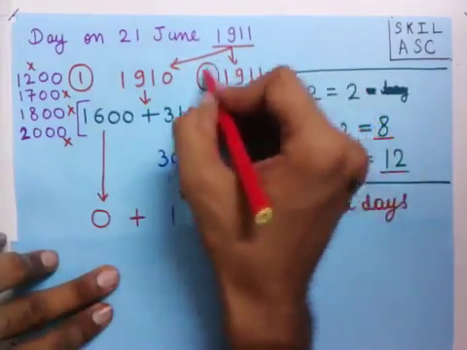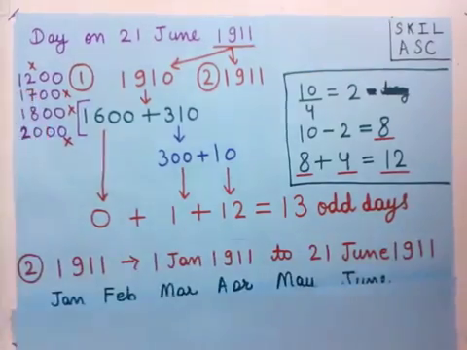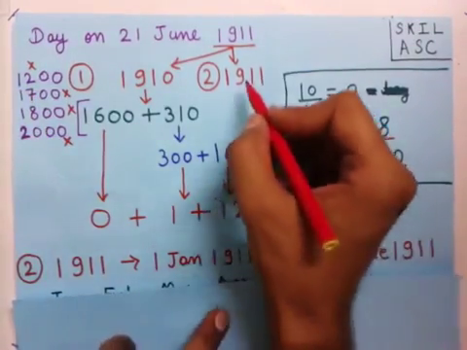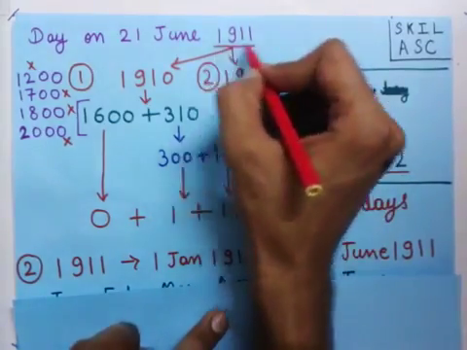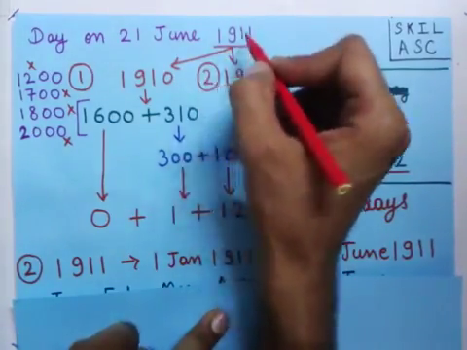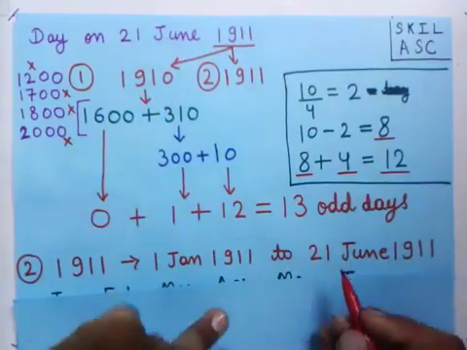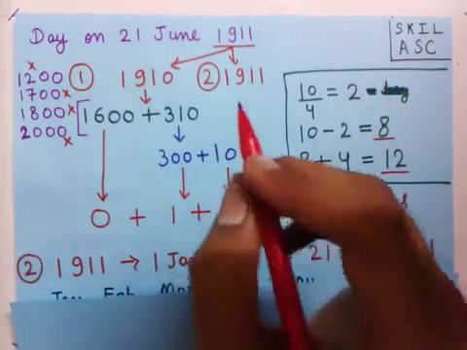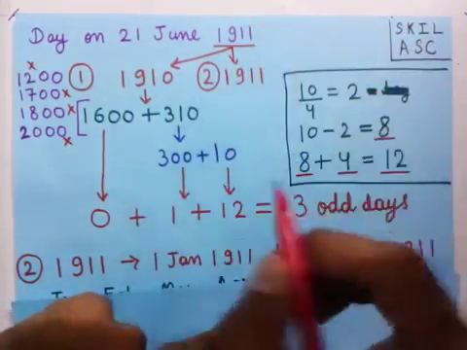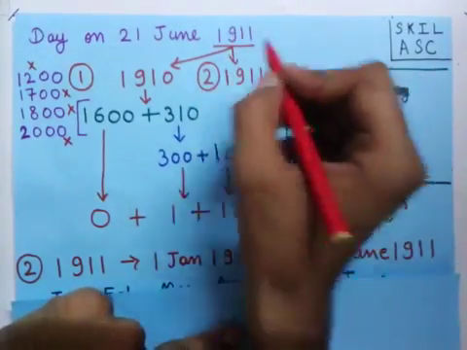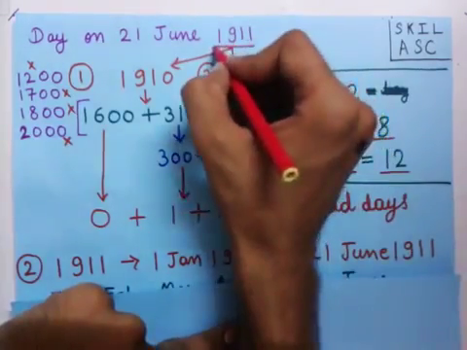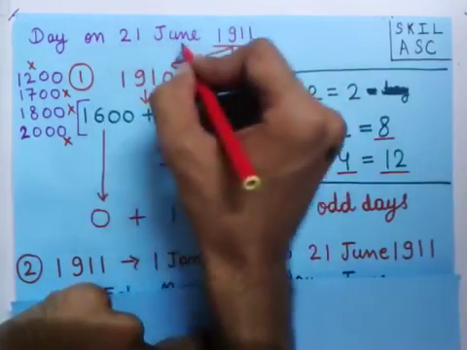Now we come to the second part. Now we will calculate the number of odd days for this given year up to 21st June. You must remember this. I am repeating. You must listen carefully. For this second part, we are going to find the number of odd days for this year up to 21st June.